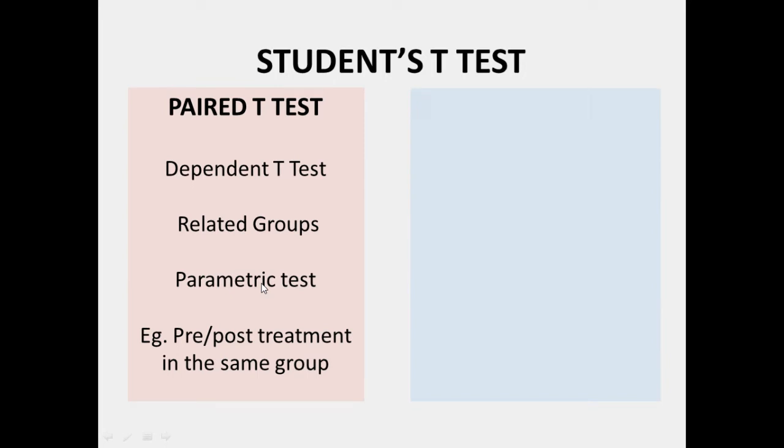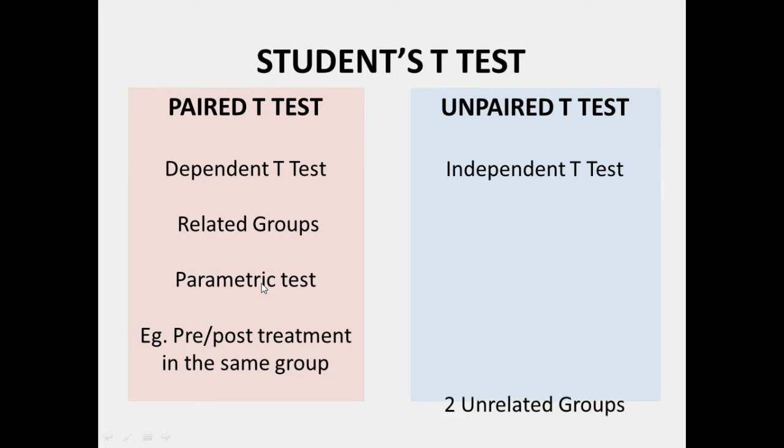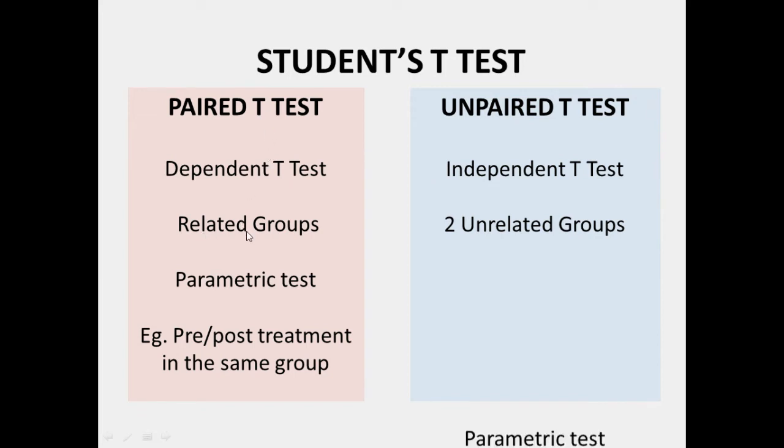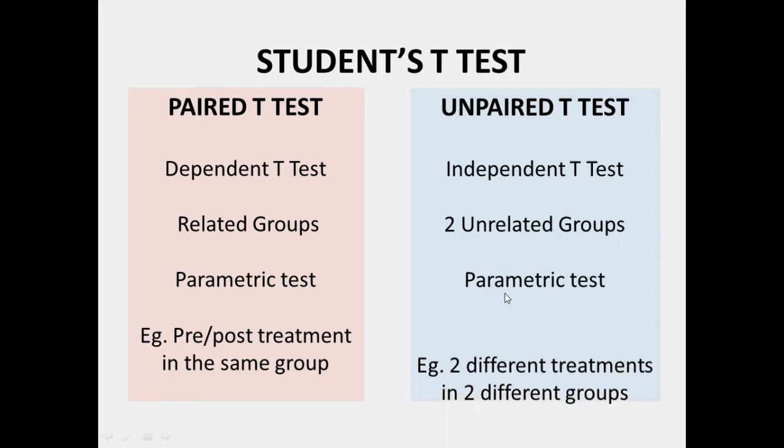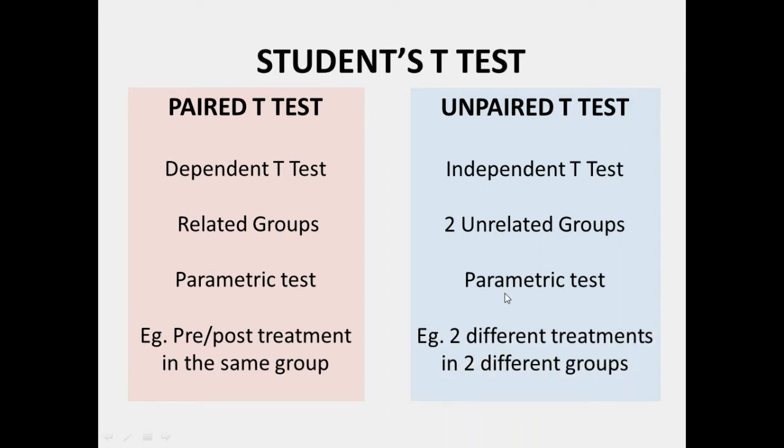The other type of t-test is unpaired t-test. Unpaired t-test is also called independent t-test. In this, there are two unrelated groups. So here you can see the difference between the two tests. This is dependent, this is independent. In unpaired, there are two unrelated groups, whereas in paired t-test, we have related groups. This is also a parametric test. Your example would be two different treatments given in two different groups. So in paired test there is one group, the same group, whereas in unpaired test there are two groups. In two different groups you give two different treatments and then assess the outcome.